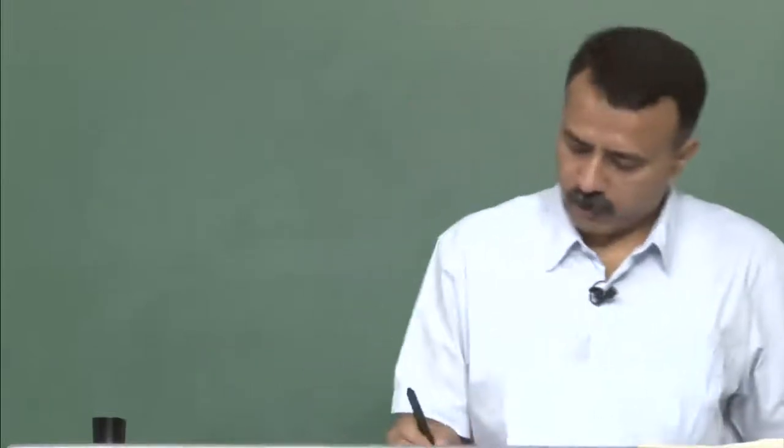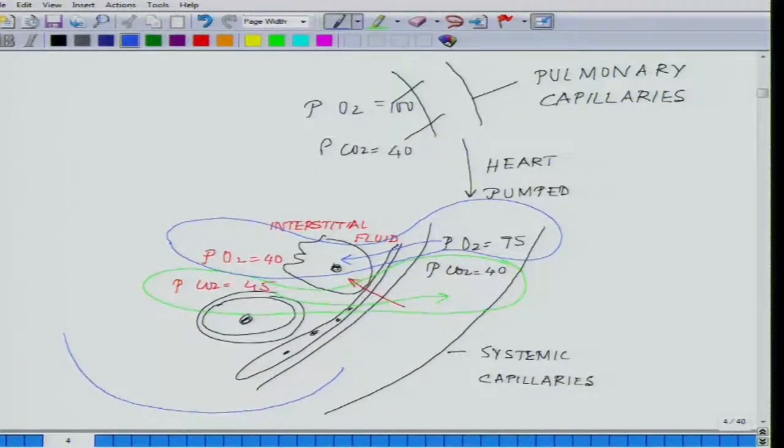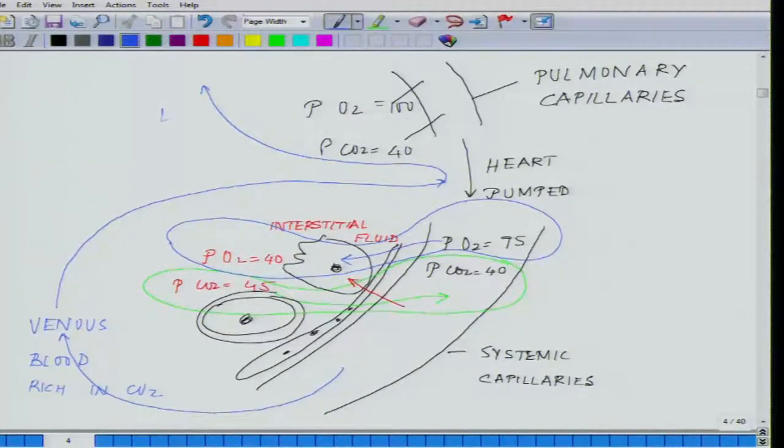And eventually this is the venous blood, which is rich in CO2, and comes back to the heart again. From here it is pumped to the lungs, and there it gets purified, and this is what you see trickling down. So this is how the whole circulation continues, and this is part of the pulmonary circuit.